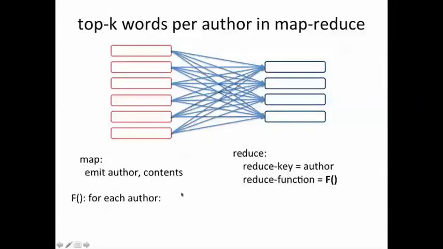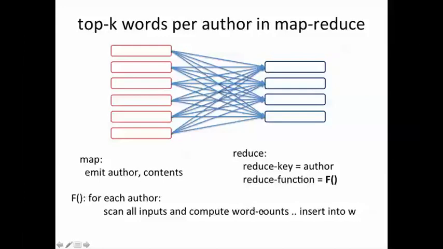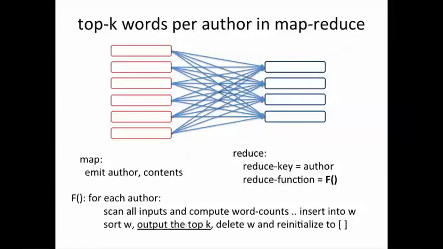For each author, this reduce function grabs all the elements in that reducer for that author, computes the word counts, inserts into some temporary array W, sorts it, figures out the top K words for that author, deletes the W, and starts again for the next author. Essentially, you're computing the top K for each author, not storing the combination of each word and author, because you're only interested in the top K, the top 10, the top 5, the top 20, whatever.